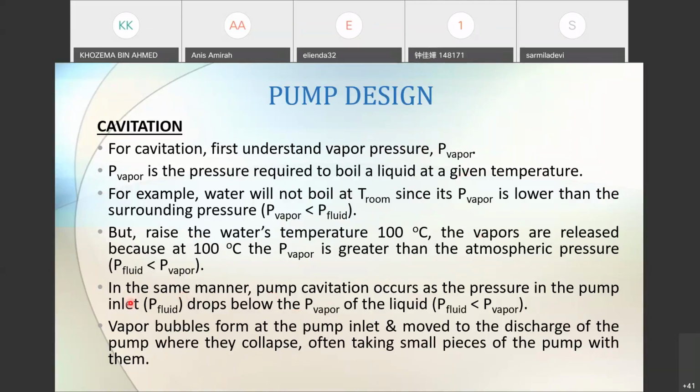So moving on. Cavitation will occur when the vapor pressure of the liquid is higher than the pressure of the liquid. Vapor bubbles form at the pump inlet and move into the discharge of the pump where they collapse, often taking some pieces of the pump with them. This is something that we don't want to happen because it will decrease the efficiency of the pump.